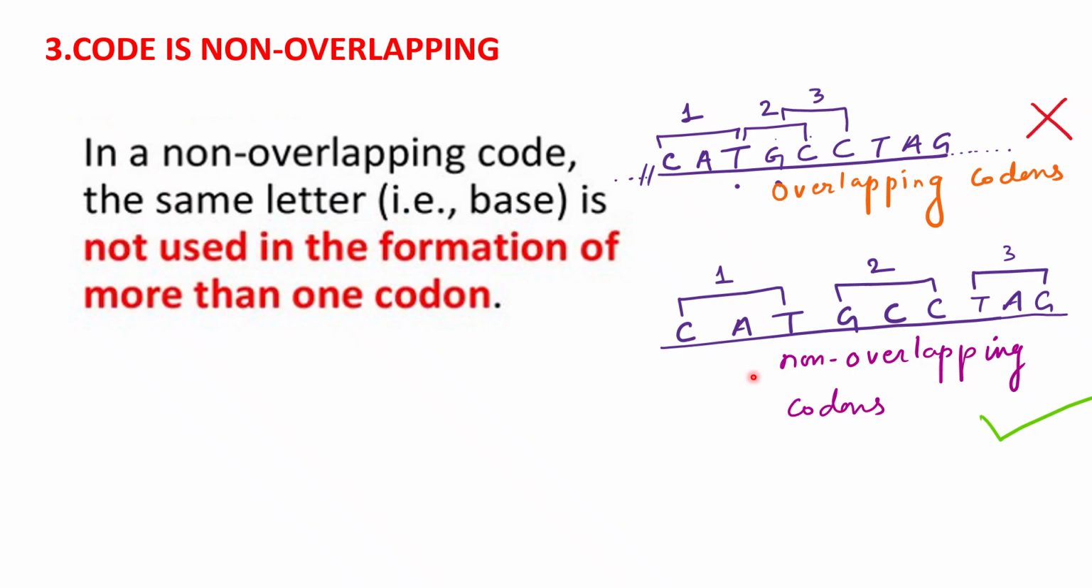Codons are non-overlapping, by which we mean if CAT is the first codon, then the fourth base will be part of the second codon. The second codon will not overlap with the first codon. Then after the sixth base, the seventh base will be part of the third codon and so on. So non-overlapping codons is the actual property of our genetic code.